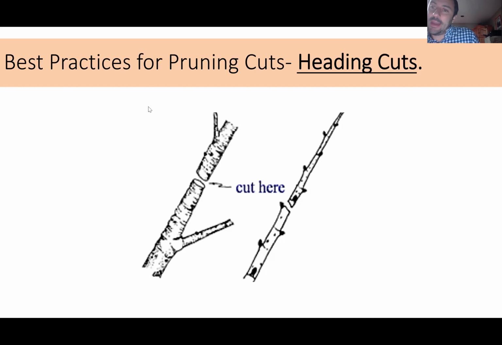So what happens in the heading cut, it's a very powerful pruning cut. We cut back to this bud, we remove the terminal bud, which means that the hormone the terminal bud was creating to suppress all these lateral buds from growing is now gone. And so all the lateral buds behind the cut here are going to become branches, and you can get a witch's broom sort of thing going on there. It can lead to pretty undesirable structures. So we just try not to use it. You might occasionally need to use it with a long, leggy branch.